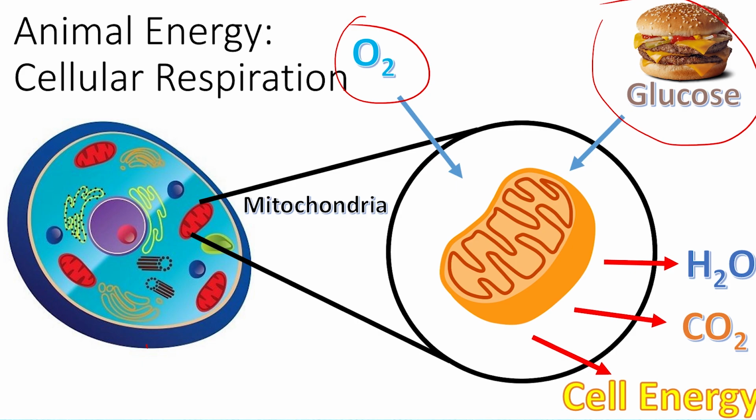Basically, all you have to know is that at the end of this process, you start out with oxygen and glucose. It goes through a bunch of chemical changes, and it's going to spit out H2O, which is water, CO2, carbon dioxide, and cell energy. Okay? It's going to spit out those three things.